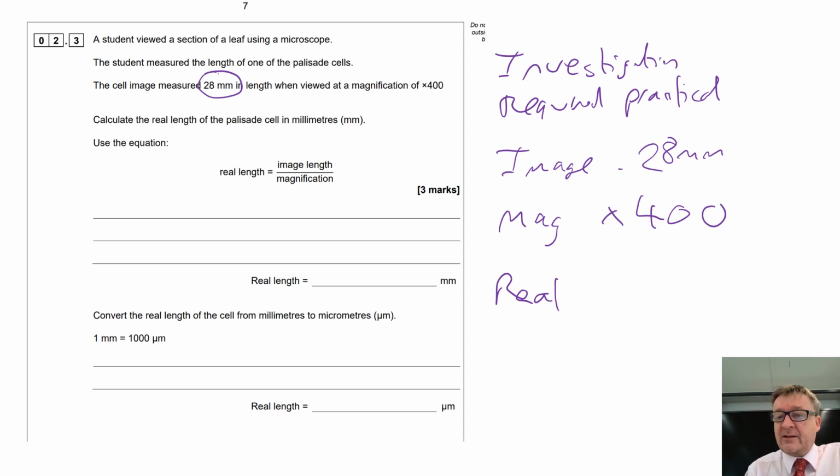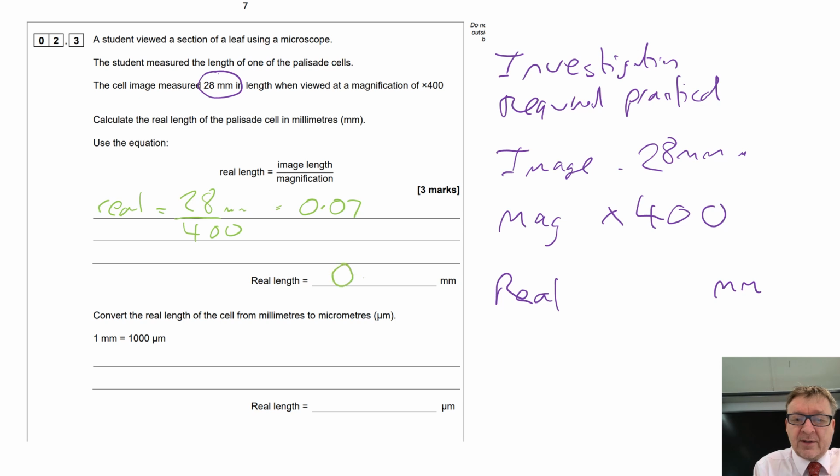Now they're being nice to us there, right, because we've got that in millimeters, so they want this in millimeters. So here's the equation. Let's substitute in. I'm going to go real equals image is 28 divided by the magnification is 400. And what that works out to be equals 0.07. And because that's in millimeters now, the real length will also be in millimeters, 0.07 millimeters. So literally all I've done is I've substituted in and then done the sum.